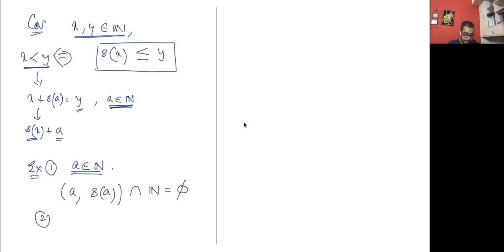And another exercise. You take an element X in R, which is bigger than -1, then this intersection N is a singleton.